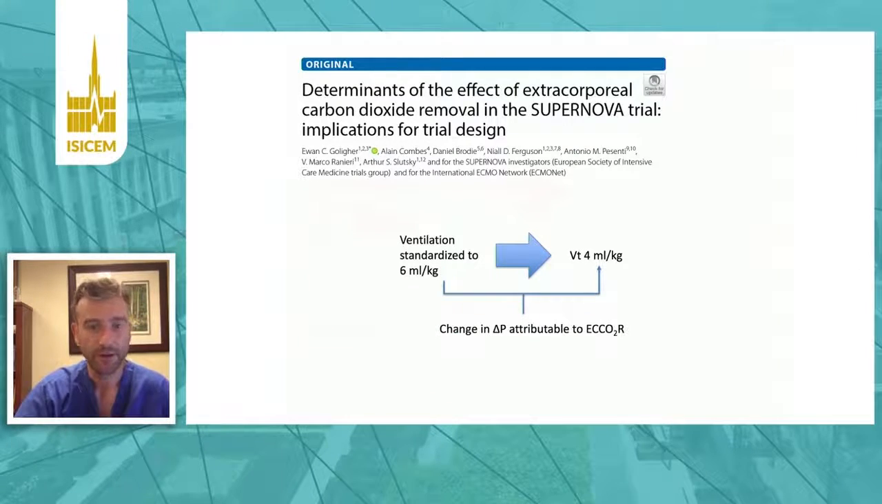We had the opportunity to test this theoretical model in the context of a recently completed SUPERNOVA trial. SUPERNOVA was a pilot feasibility trial where they took patients with moderate ARDS and applied ECOR with the goal of reducing tidal volume from 6 mL per kilo down to 4 mL per kilo.